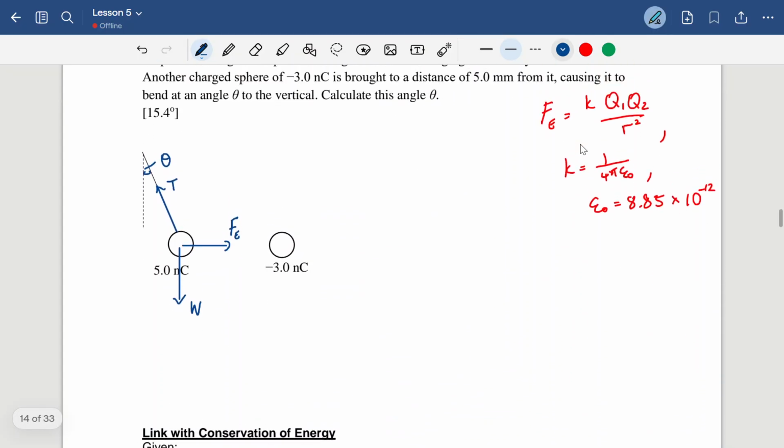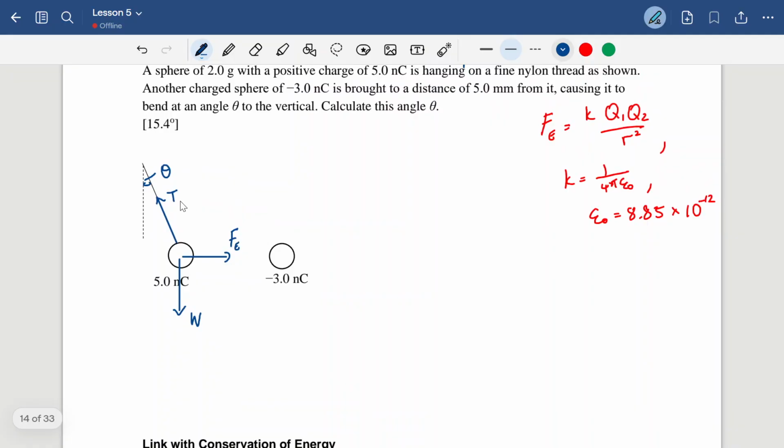So now for this case, because these are the forces, we know it's in equilibrium. Just consider the free body diagram on the 5 nanocoulomb charge. So T cosine theta equals mg, and T sine theta equals the electric force.